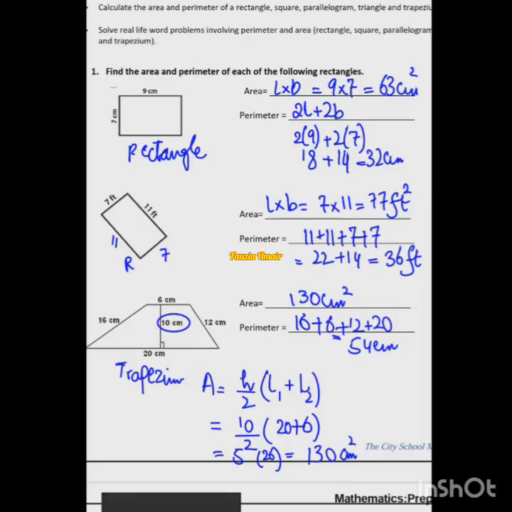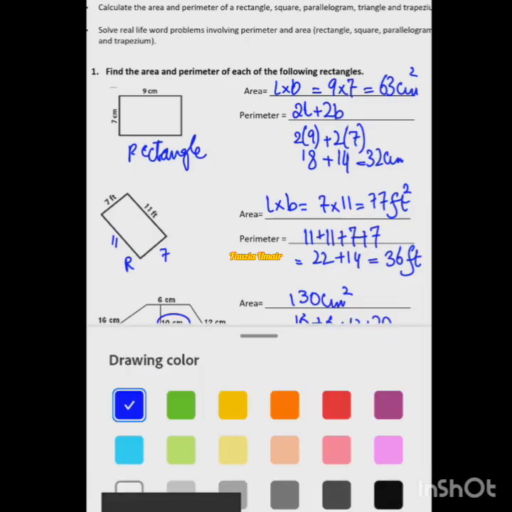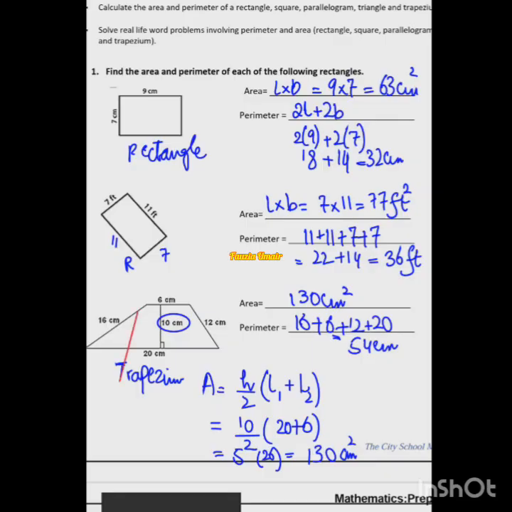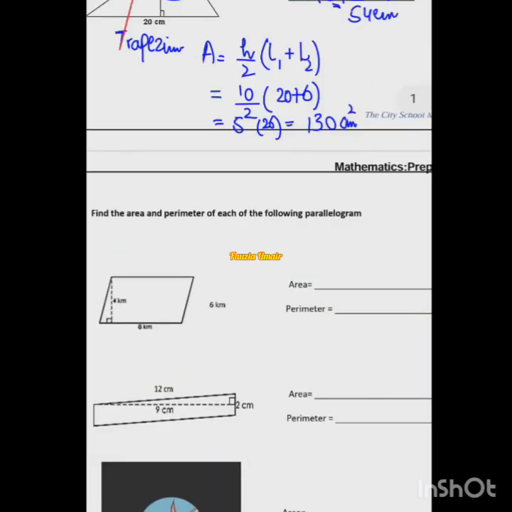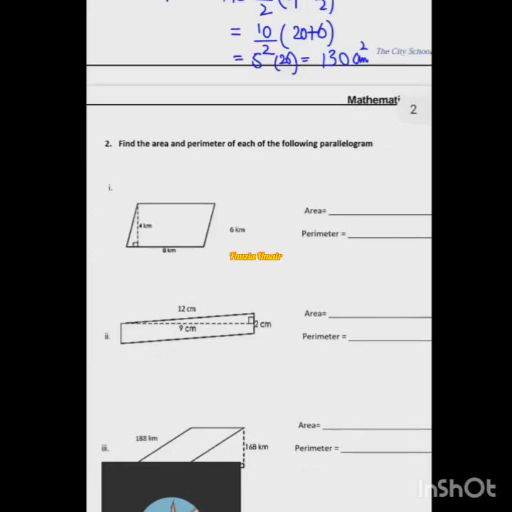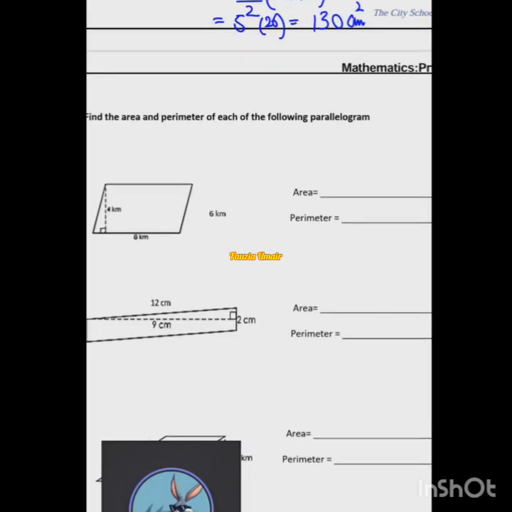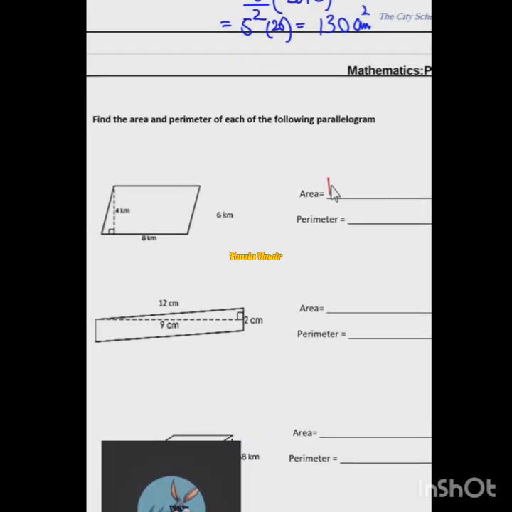Was there any difficulty in this question? No, ma'am, it's easy. So now let's move on to the next question. Find the area and perimeter of the following parallelograms. So now tell me, what would be area? Ma'am, 4 kilometer multiply by 8 kilometer. That's right. Base into height. So what is the base? 8. And the height? 4.